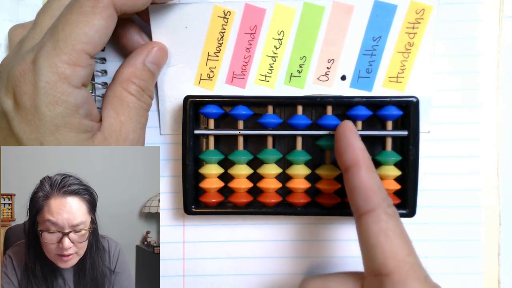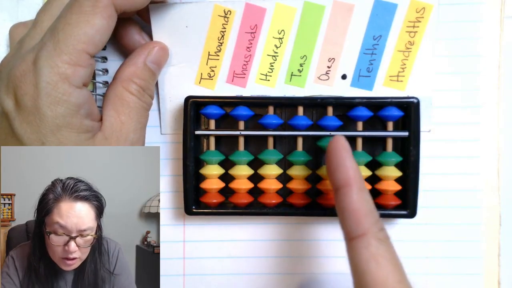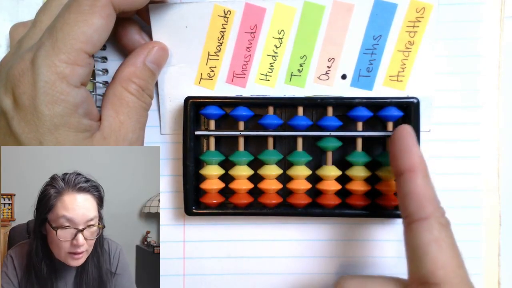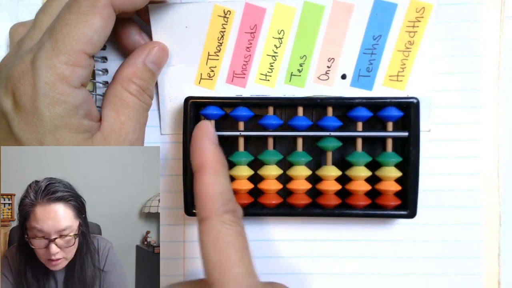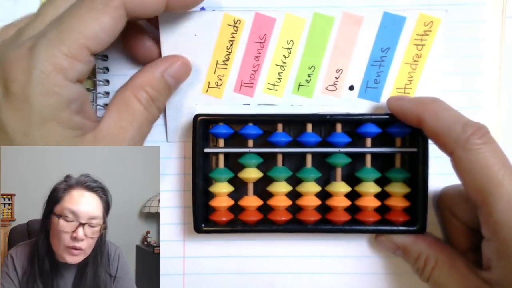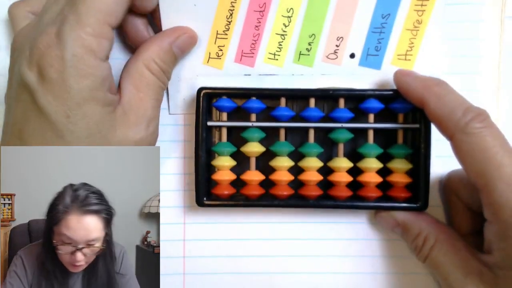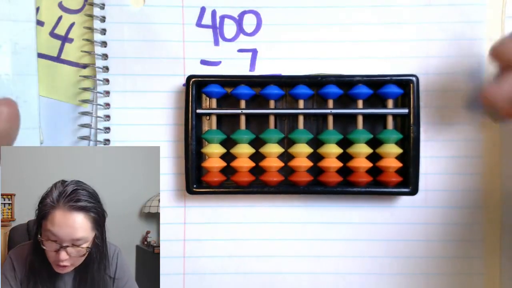The decimal sits between the columns. It doesn't sit on a place value. So we have our ones and then our tenths and then our hundredths. Great. So then we can count. And then we start going into formulas. So after we learn how to read the abacus, we'll start doing some adding.